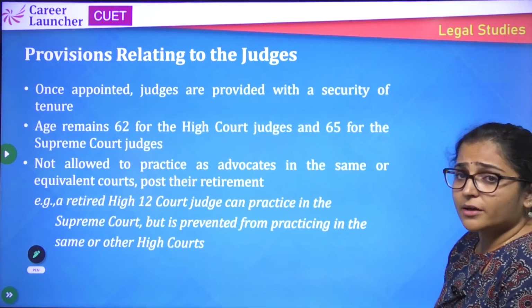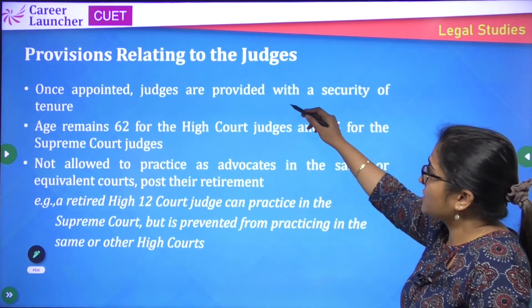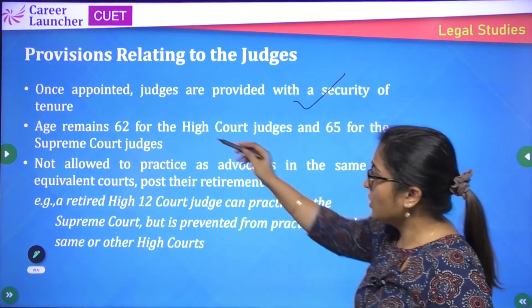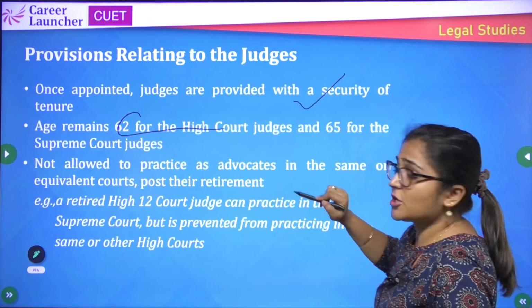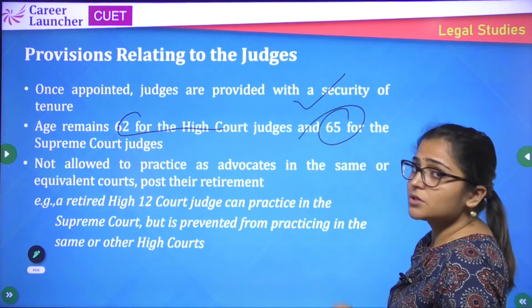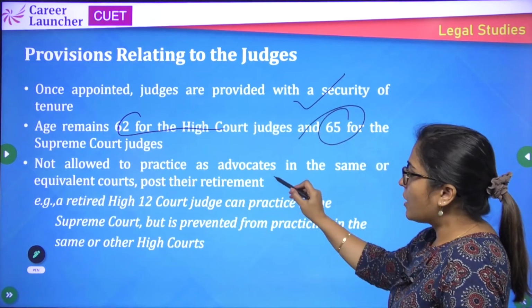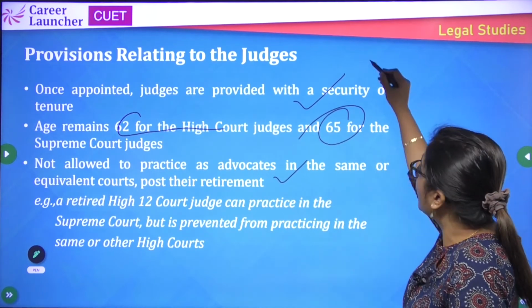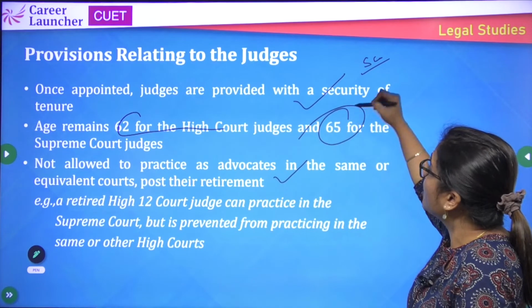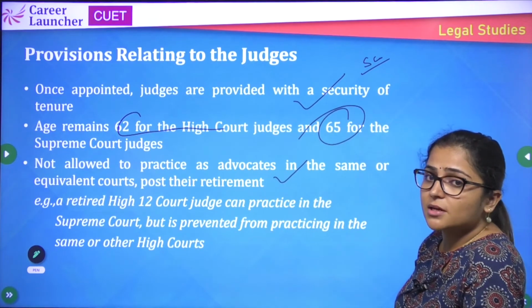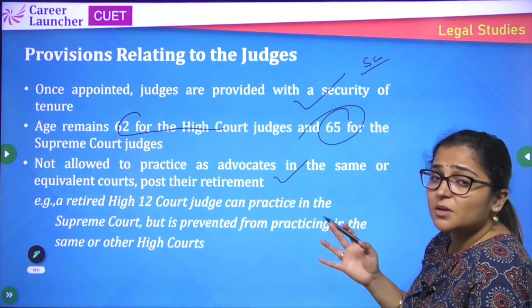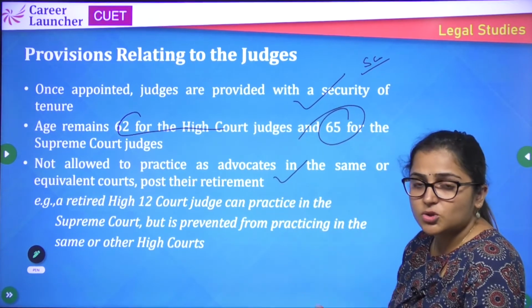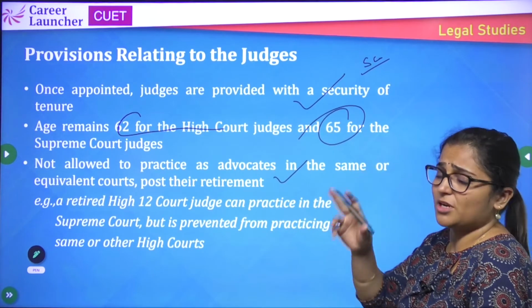Then provision relating to judges. So once appointment, judges are provided with a security of tenure, मतलब उसके पहले आप उनको नहीं हटा सकते हो. 62 is for High Court, age of retirement. 65 is for the Supreme Court judges. They are not allowed to practice as advocate in the same or equivalent court. For example, एक Supreme Court के judge retire करते हैं, उसके बाद वो Supreme Court में practice करने जाएंगे. So maybe this will affect the impartial or independent provision, because वो already judge रह चुके हैं. So वहाँ पे judiciary और judgment impact हो सकती है.